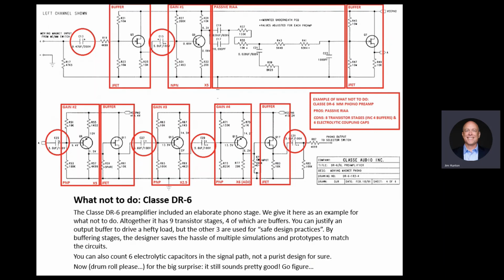This is a Class A DR6 preamp with a phono stage. There are 1, 2, 3, 4, 5, 6, 7, 8 stages of transistors. Essentially, this is the safe design. One circuit, one amplifier, buffer, one amplifier, buffer, one amplifier, buffer, and one amplifier, buffer. Don't do that. If you're designing even DIY, don't do that.